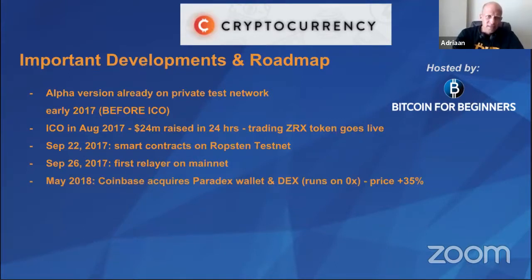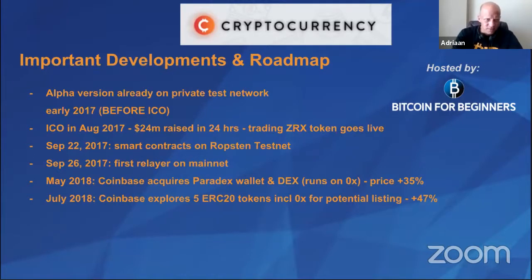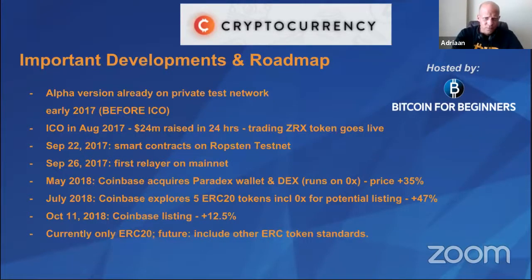In May 2018, it was announced that Coinbase acquired Paradex, a wallet and decentralized exchange, and that is running on 0x. At that announcement, the price of 0x went up 35%. In July 2018, Coinbase announced that it was exploring 5 ERC20 tokens to be potentially listed, and that included 0x, which caused a 47% gain for 0x. On October 11th, the Coinbase listing went into effect, and that resulted in another 12.5% gain.